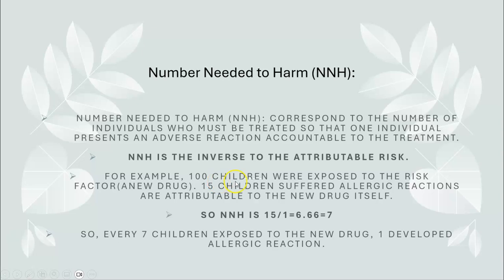For example, 100 children were exposed to a risk factor, a new medication or drug. 15 children suffered an allergic reaction attributable to this new drug itself. So the attributable risk is 15 out of 100, and the number needed to harm is 1 divided by that, which is about 7. So for every 7 children exposed to the new drug, 1 will develop an allergic reaction.